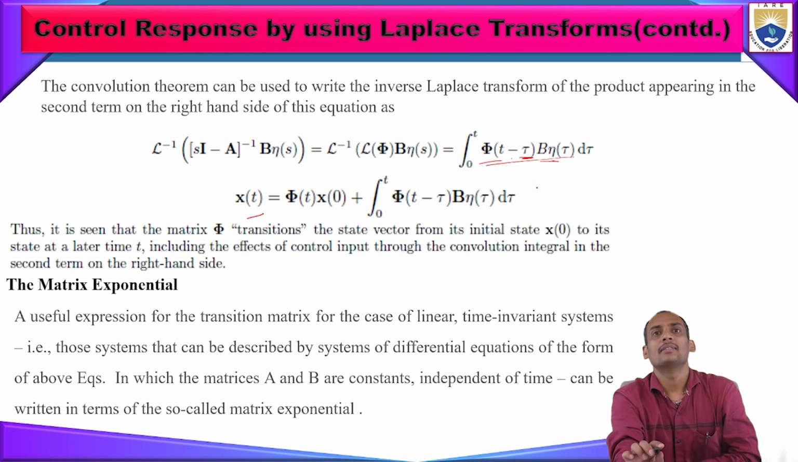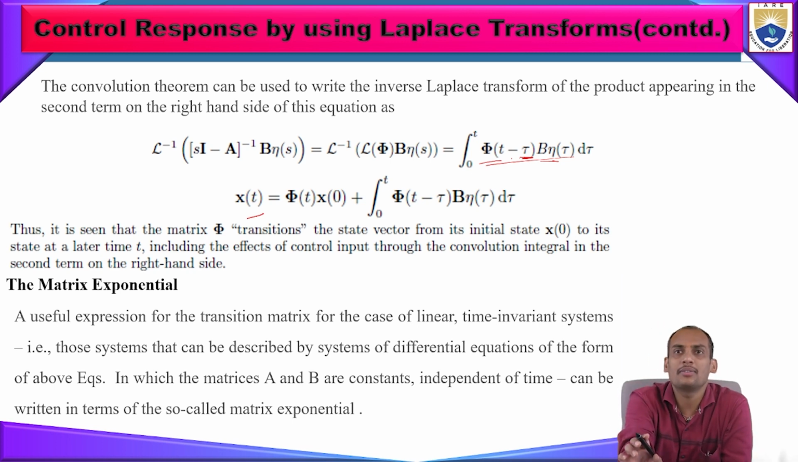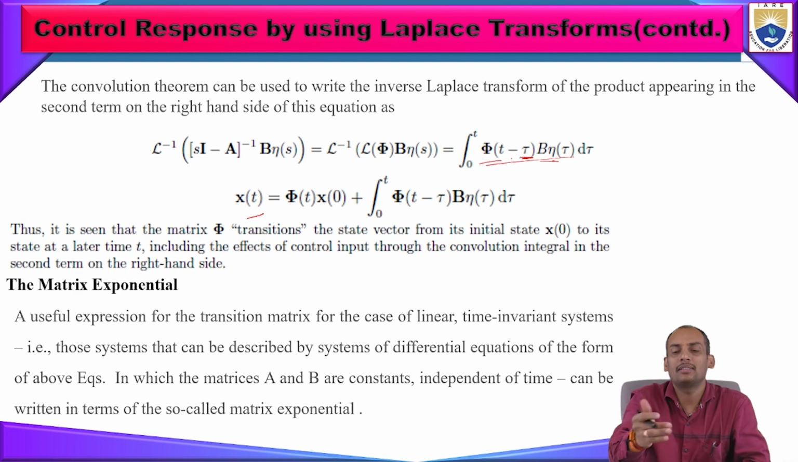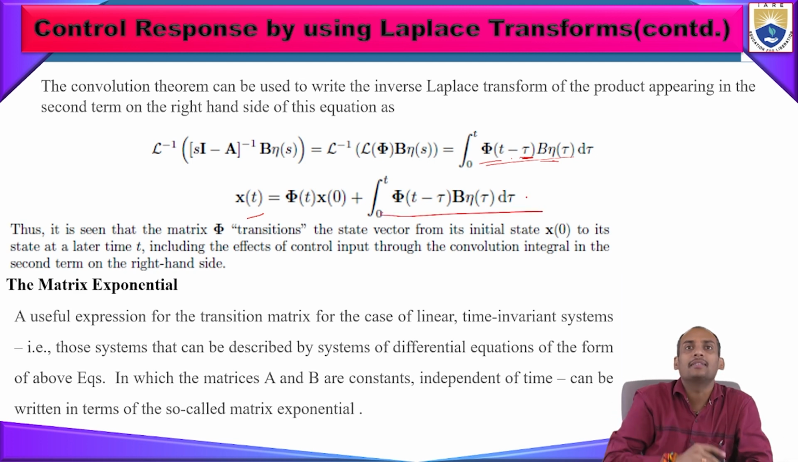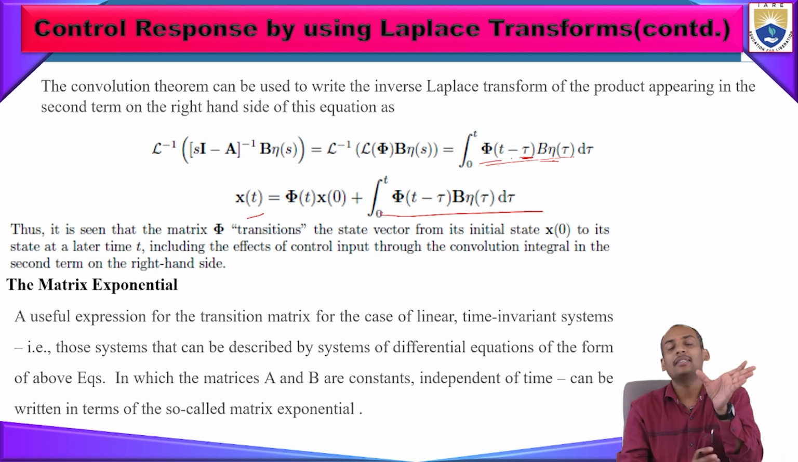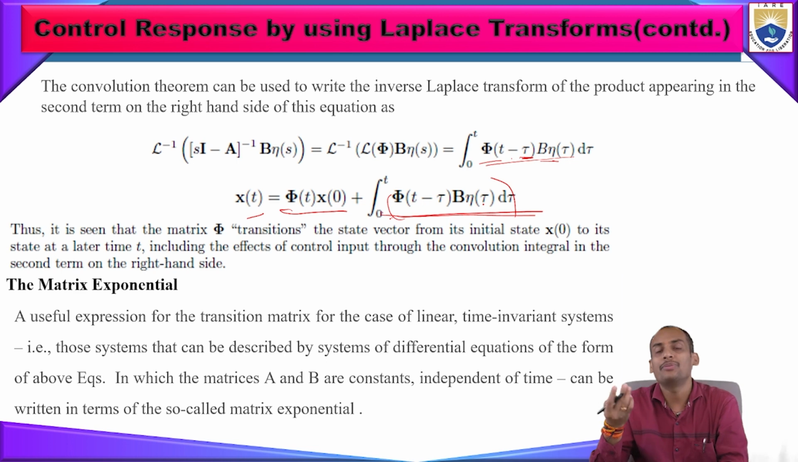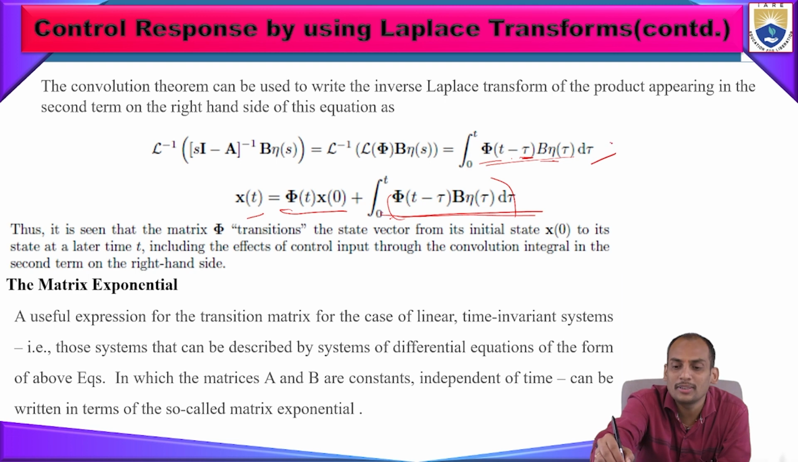So the matrix phi, the transition state of a vector, will have an initial value x of 0 and its state at a later time t, including the effect of the control input through convolution integration. That will be the second term on the right side. Initially the value comes from the x of 0 value. After some time t, we can get the value with the integrator operator. If you see the integrator being included here, first the summer will be there.